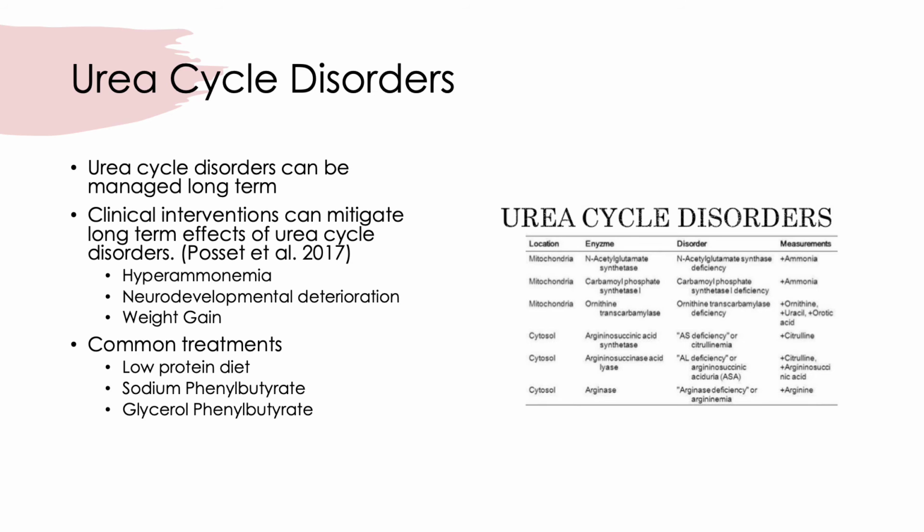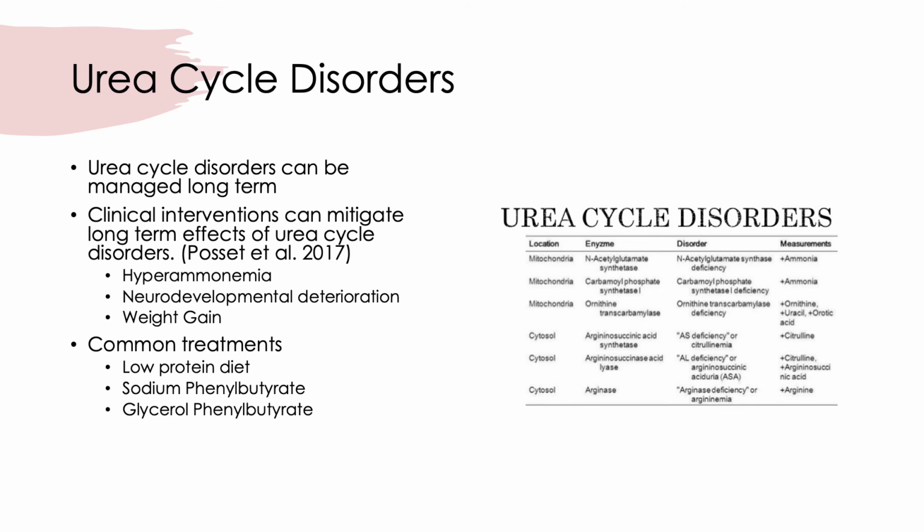Some further interesting facts regarding urea cycle disorders. They can generally be managed long-term with clinical intervention. Generally speaking, there are lifestyle and pharmacological treatments that can be implemented to prevent long-term issues associated with urea cycle disorders. The most common of which these disorders carry are hyperammonemia, neurodevelopmental deterioration, and unfortunately weight gain. These conditions are usually diagnosed in childhood due to the high rate of presentation of the associated symptoms, but can actually manifest in some patients after pregnancy.